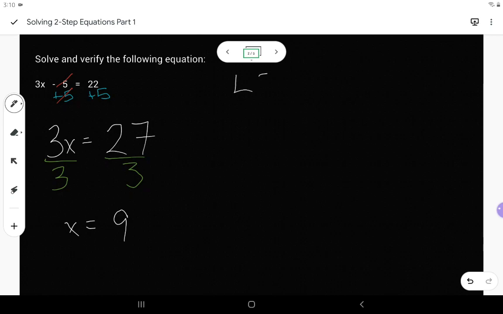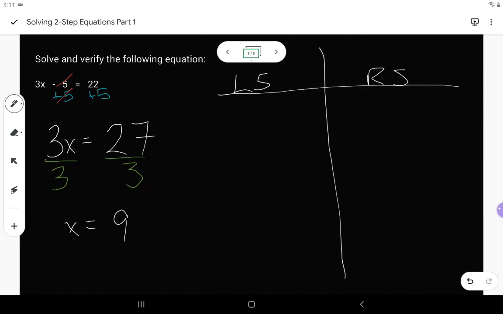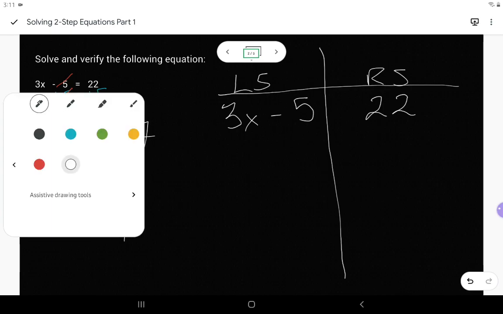So I do want to double check and make sure that 9 is the correct answer. So what I do, remember, I'm going to verify by setting up my left side, right side chart. And I want to write the left-hand side as it started in my original equation before I started messing around with it. On the left-hand side, I had 3x minus 5. On the right-hand side of the equal sign, before I started messing with it, I have 22. Okay? And what I'm going to try to show is that if I change x to a value of 9, do I get 22 on the left side and the right-hand side? That's what we're trying to prove.